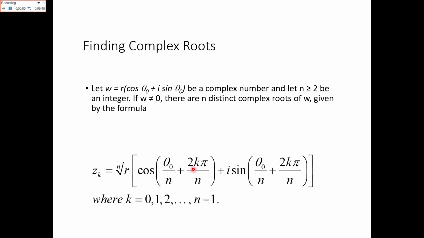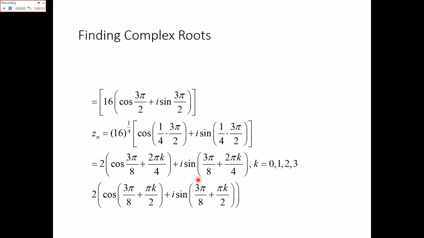As given, 2 pi k over n, where n is 4. Now in our given question it becomes 2 pi k over 4, plus iota sin of 3 pi by 8 plus 2 pi k over 4. Here the values of k change from 0, 1, 2 and 3, because k goes up to n minus 1. So we are having 4 roots. One is at k equal to 0, second at k equal to 1, third at k equal to 2 and fourth at k equal to 3.